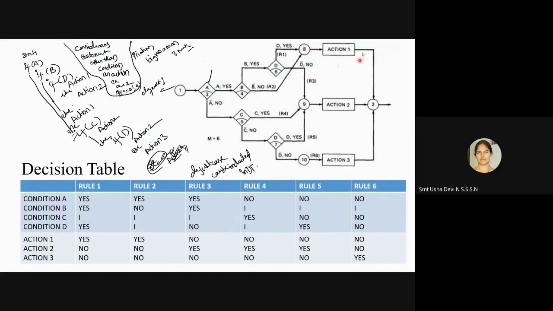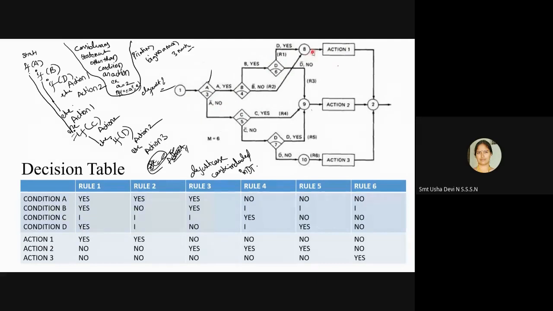If we consider the action one paths, it is going to have two rules because it consists of two paths. In these two paths, observe the truth values of A, B, C, D. A is yes, B is also yes, D is yes. What about C? C is not mentioned here. That means C can be either yes or no. It doesn't matter to achieve this action one. So yes, yes, I, yes.